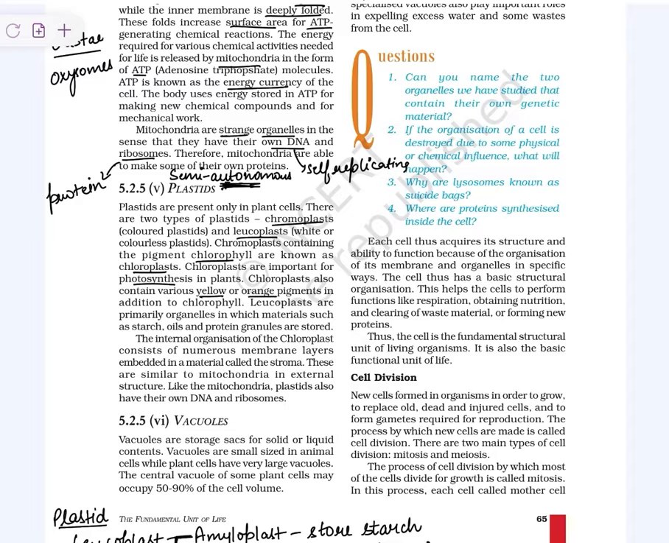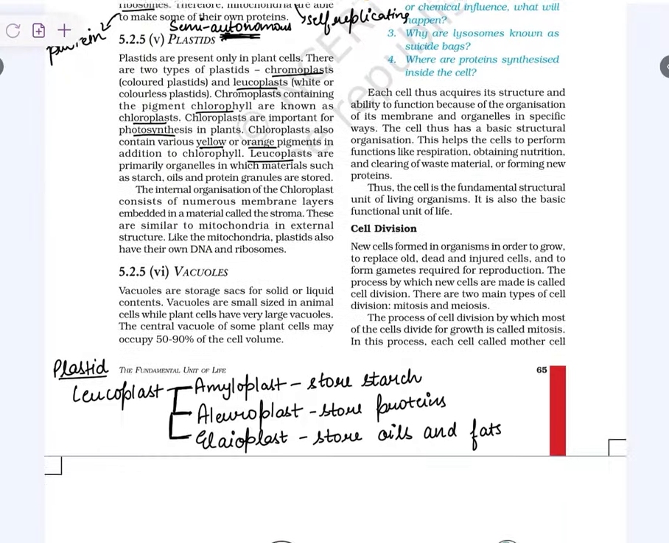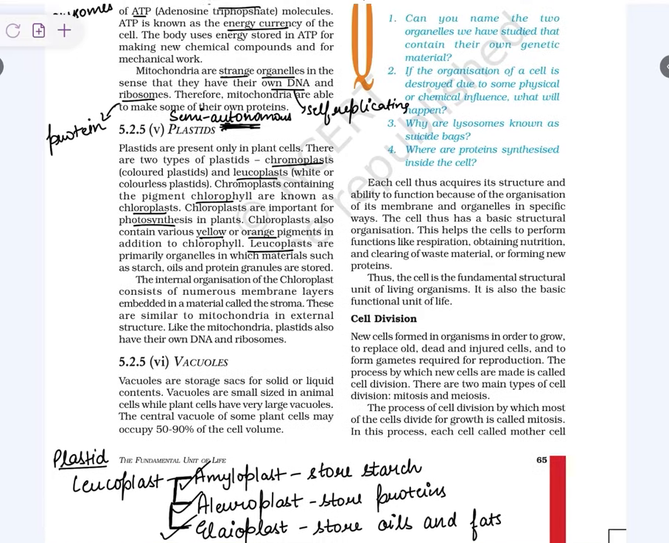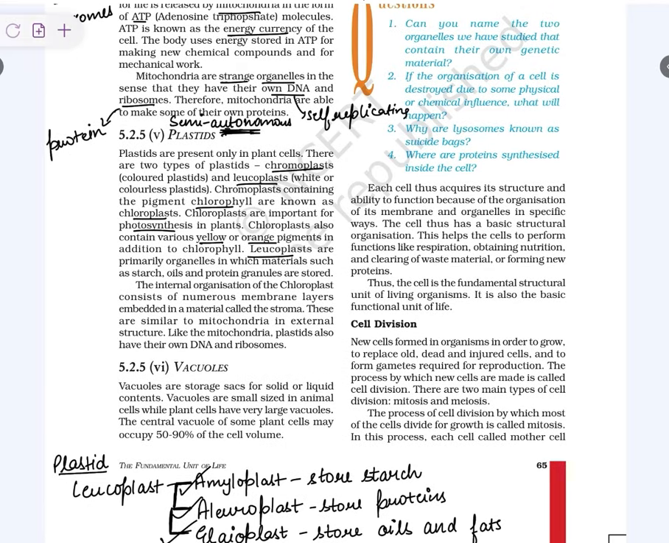The next comes leucoplast. Leucoplasts are generally of three types. Amyloplast stores starch. The second is elaioplast, which store proteins, and the third is ileoplast, which store oils and fats. So leucoplasts are primarily organelles in which materials such as starch, oil and protein granules are stored.